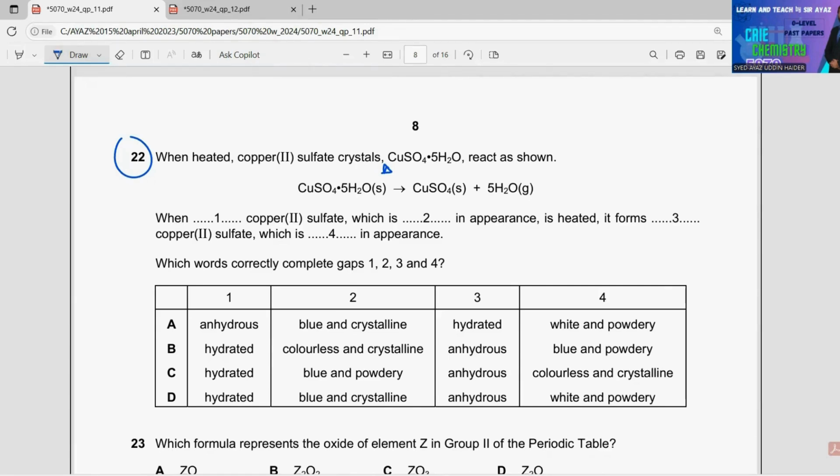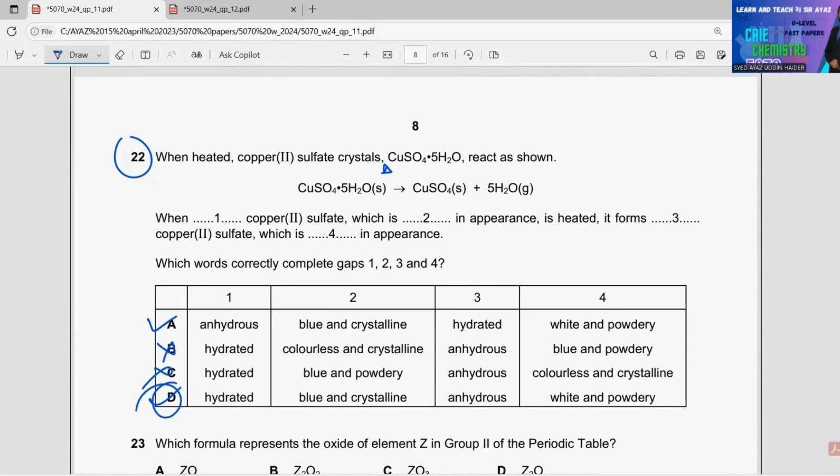Now we know hydrated copper(II) sulfate is blue and crystalline. So either A is correct or D is correct. Both B and C are incorrect. Now you see I have narrowed down the choices, so it will be easier for you to choose the right response. So when one copper(II) sulfate, here it is definitely hydrated. So D must be the right response.